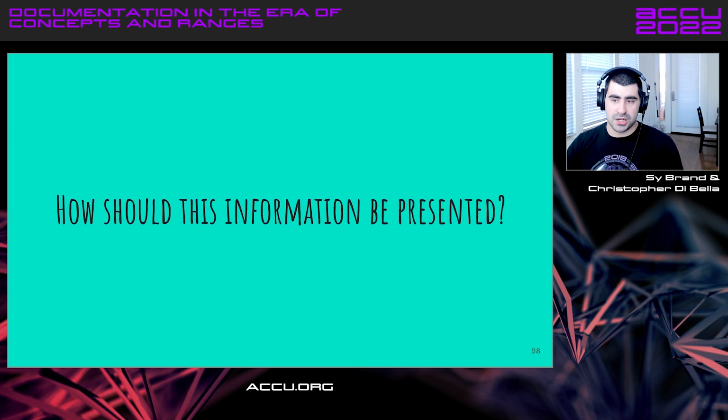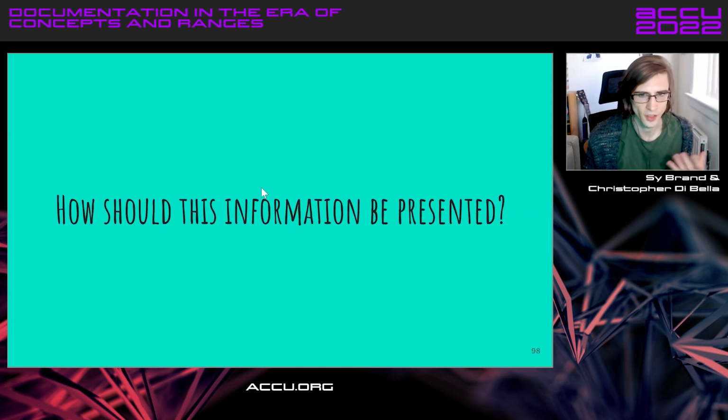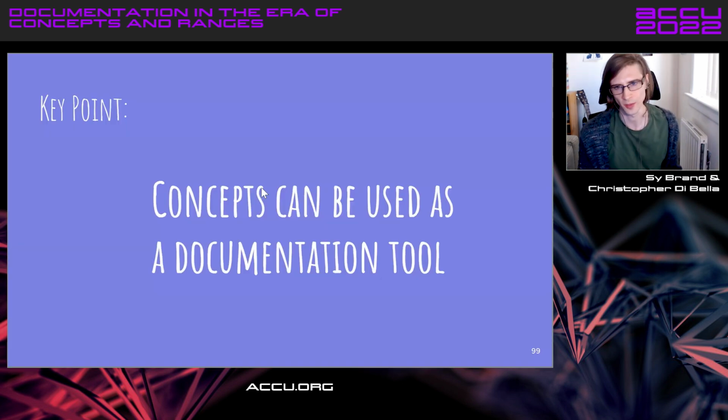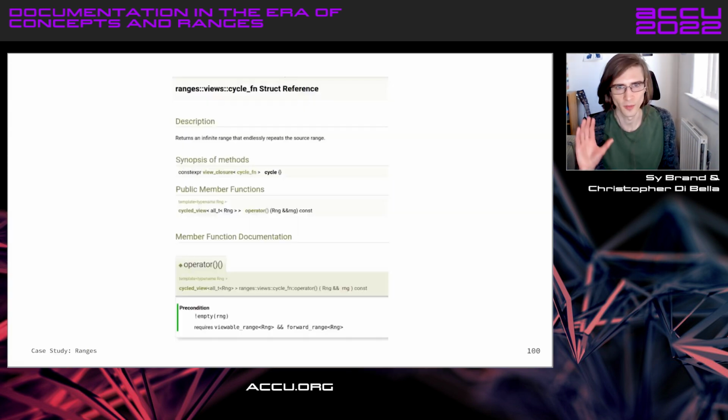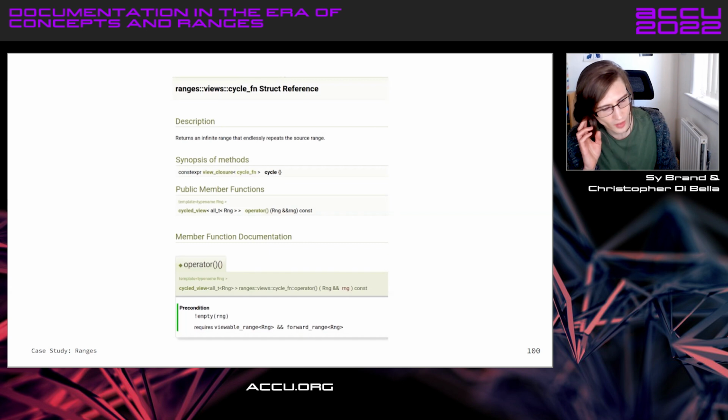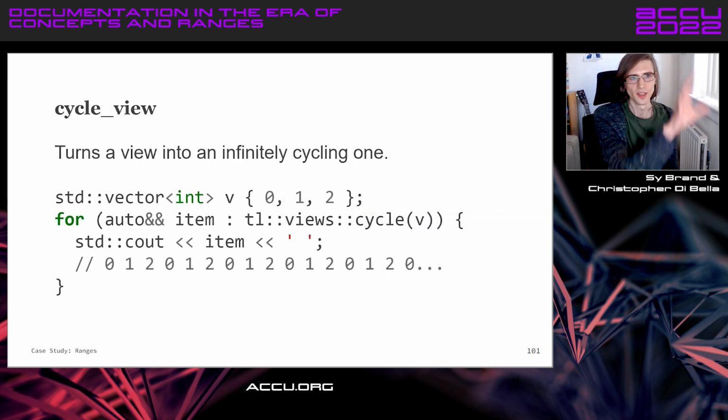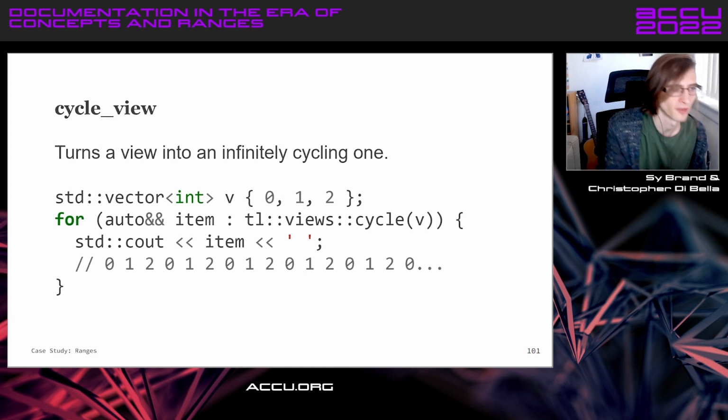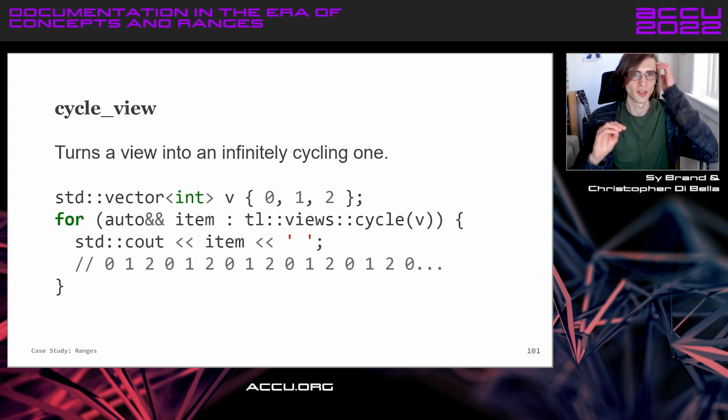So how should this information be presented? So we said earlier that concepts can be used as a documentation tool. So why don't we use concept as our documentation tool? Here's cycle function in range v3. Let's try and take this and make it better. So let's start off with the name, a short description, and an example, just like we had in the CPP reference. Moving all of this to the top just gives us a much better idea of what we're dealing with.